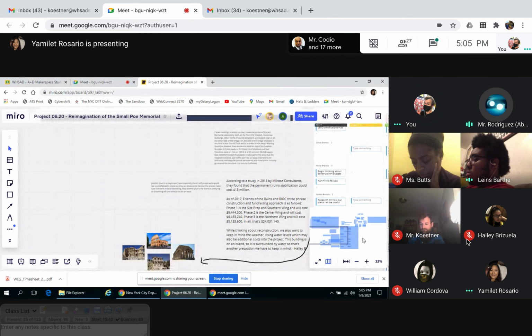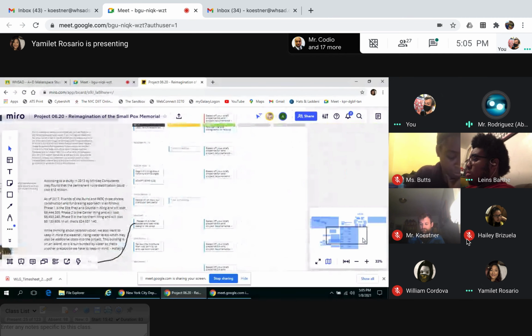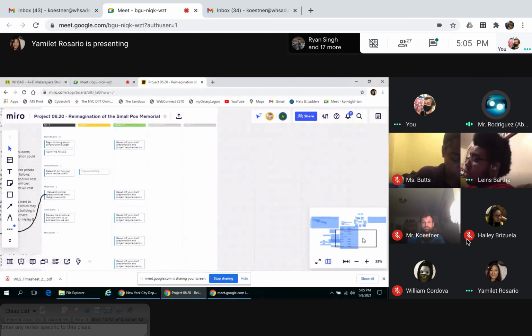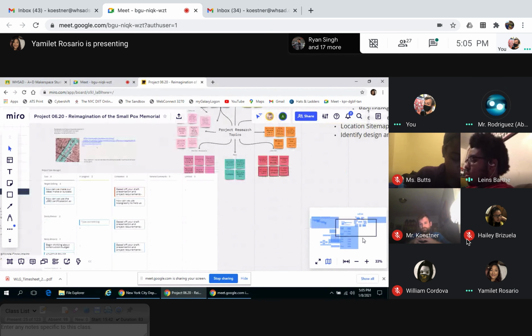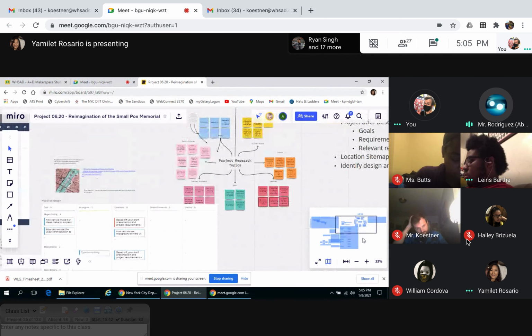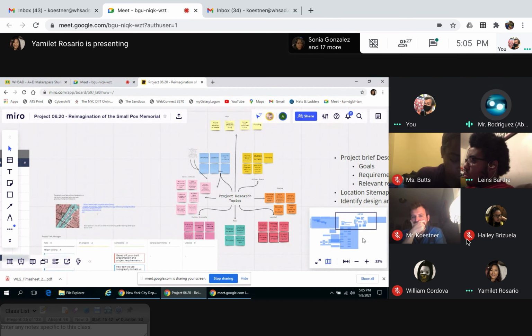All right, I appreciate you thinking about the whole COVID situation. Obviously, this is something you cannot ignore. But as you're thinking about the design of reimagining the Smallpox Memorial Hospital, if you're designing something, it's going to be built maybe 5 or 10 years from now, right? So you want to consider COVID, any pandemic pretty much, but at the end of the day, it's not going to become the focal point of your design.